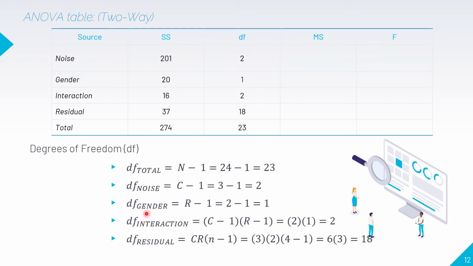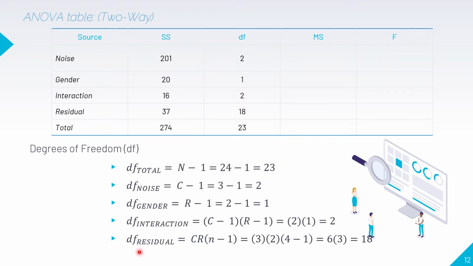And our gender, it is our row, right? So we have 2 categories of gender, the male and the female. 2 minus 1 is equal to 1. So we have df for gender of 1. For df interaction, we have c minus 1 multiplied by r minus 1. Since c minus 1 is 2 and r minus 1 is 1, 2 times 1 is equal to 2. So our df interaction is equal to 2.